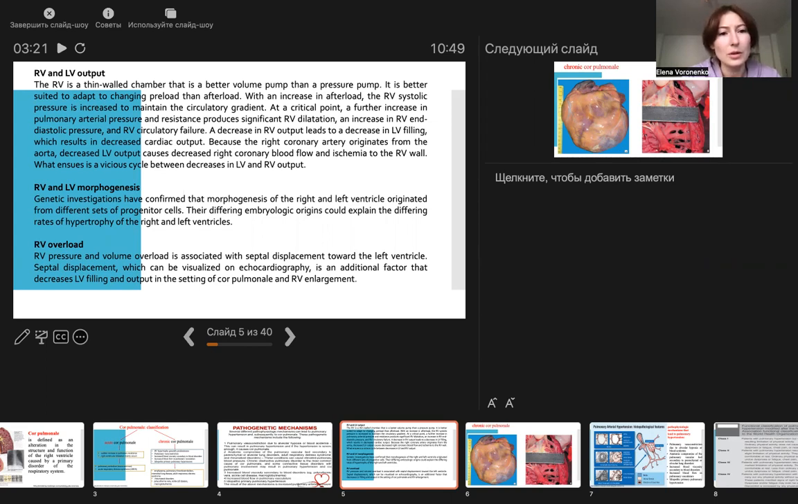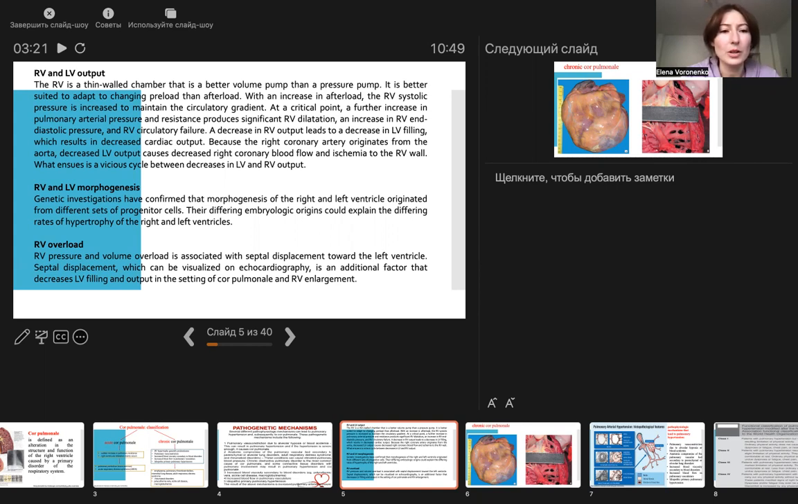What ensues is a vicious cycle between decrease in left ventricle and right ventricle output. Genetic investigations have confirmed that morphogenesis of the right and left ventricle originated from different sets of progenitor cells. Their differing embryologic origins could explain the differing rates of hypertrophy of the right and left ventricles.